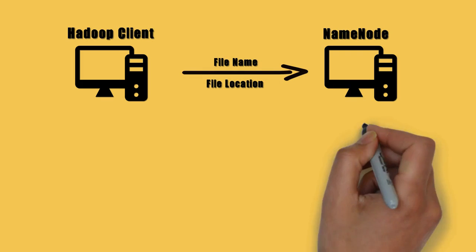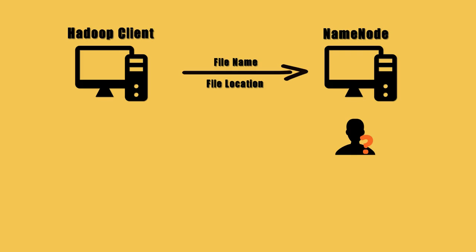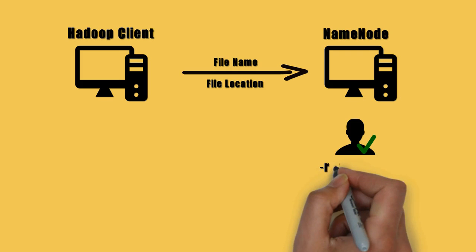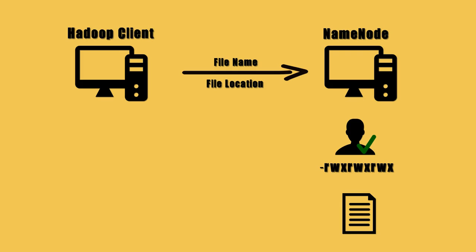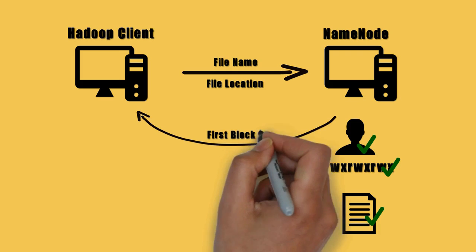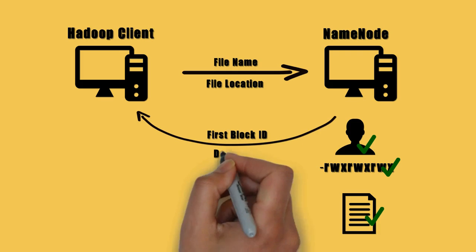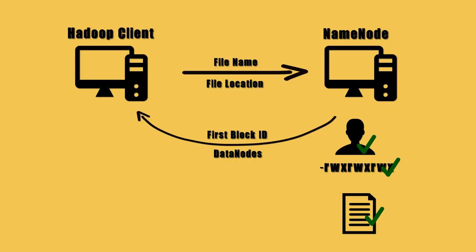Now the name node would try to validate this user. Once this user has been validated, it would check whether the requested user has all the appropriate permissions to access this file. If this file is present and the requested user has all the appropriate permissions to access this file, then the name node would respond back to the client with the first block ID of the requested file, along with the list of all the data nodes that have a copy of the requested file, sorted by the distance.